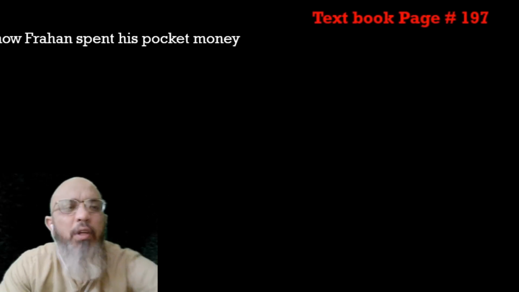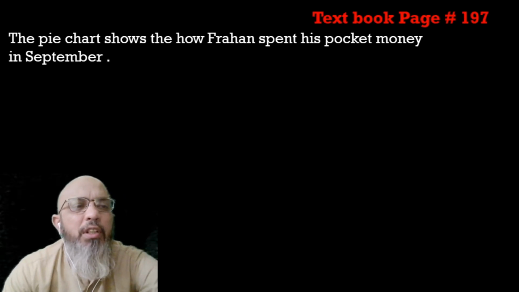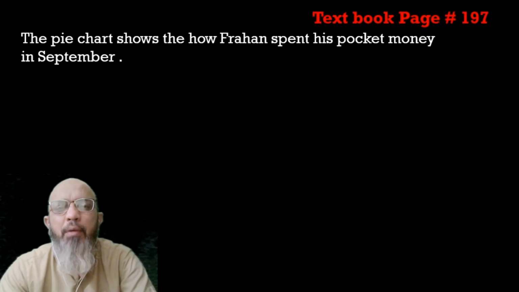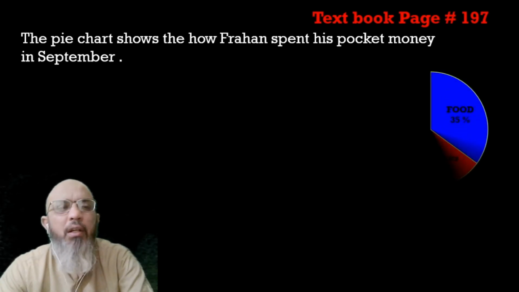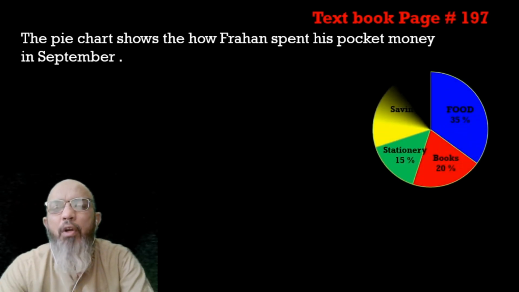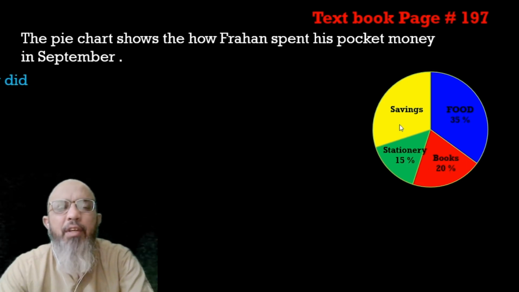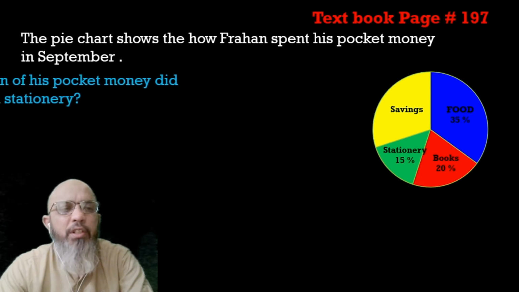Now we start our questions from your textbook, page number 197. So what is the question? The question is that a pie chart shows how Farhan spent his pocket money in September. Okay, let's see. Farhan spent his pocket money, that is 35% on food, 20% on books, 15% on stationery, and the rest of his money is savings.